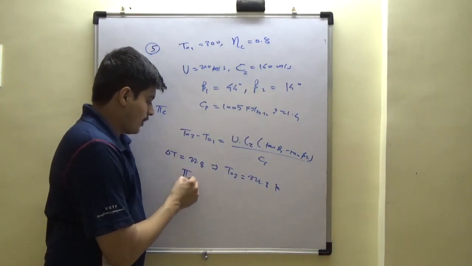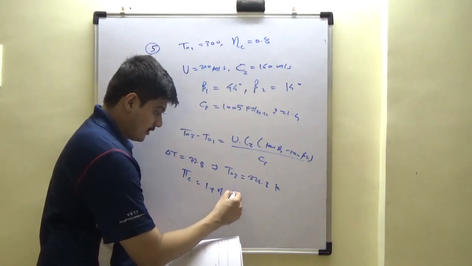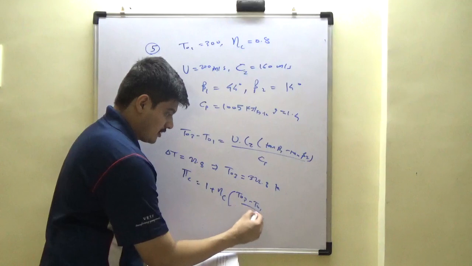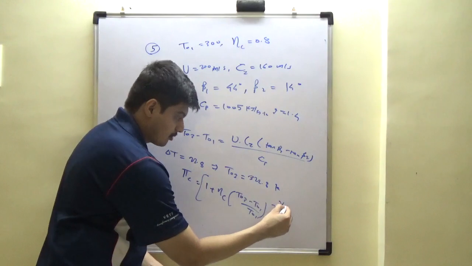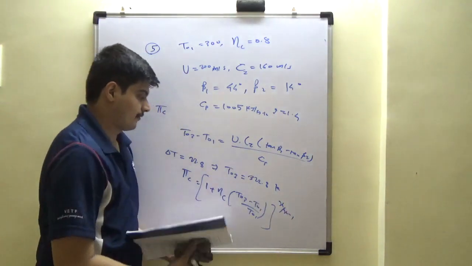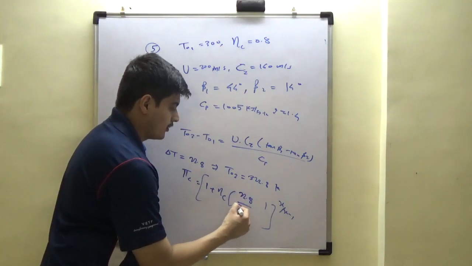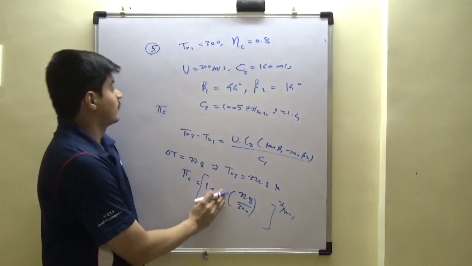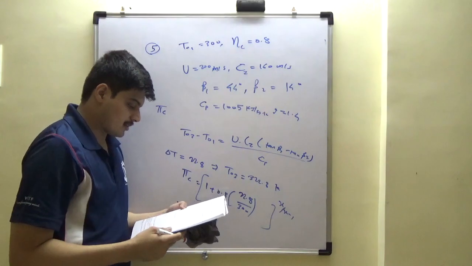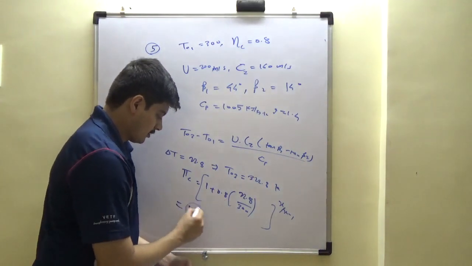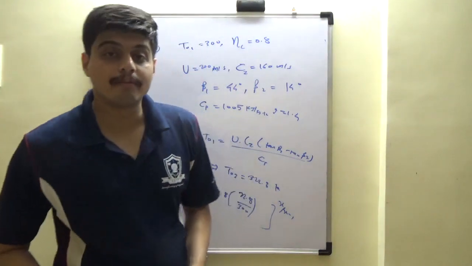Now, pi c is related with how? 1 plus eta c T03 minus T01 upon T01, right? This minus 1 raised to gamma by gamma minus 1. So this is 22.8 upon 300. Eta c is 0.8. If you now substitute this, you would get 1.23. So the pressure ratio achieved is 1.23.